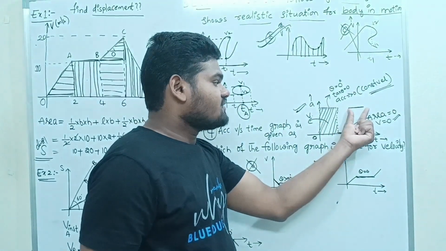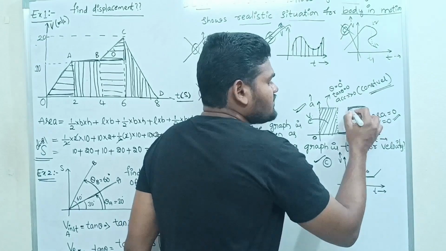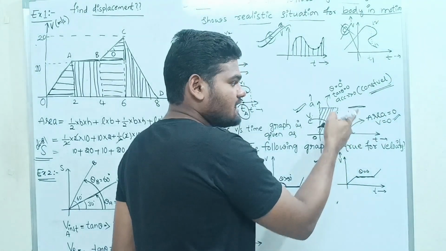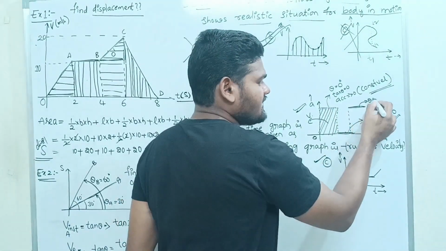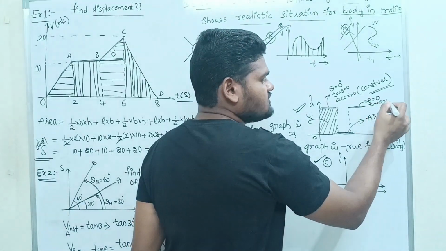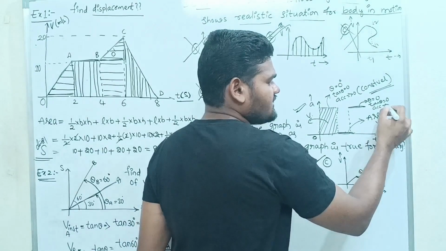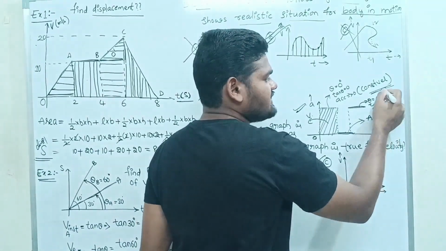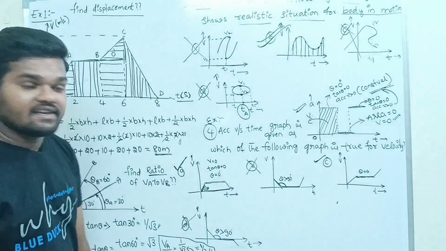Next, have a look. Again, the line of the object is parallel to the positive x-axis. Then theta is equal to 0. If theta is 0, then tan theta is equal to 0. Then acceleration is 0. The velocity of the object is constant.